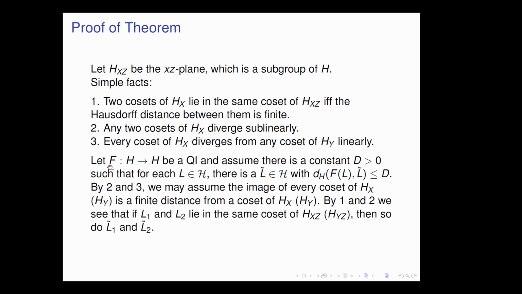So we start with a quasi-isometry of the Heisenberg group and assume that it sends a coset of the x-axis or y-axis to a bounded distance from a coset of the x-axis or y-axis. Then, by using facts 2 and 3, we may assume that all the cosets of the x-axis are mapped to finite distance from a coset of the x-axis, by composing with an automorphism of H that switches the x-axis and y-axis.